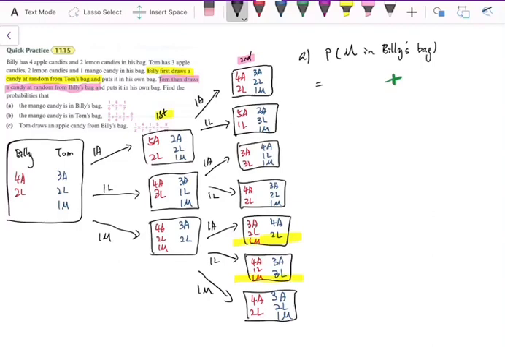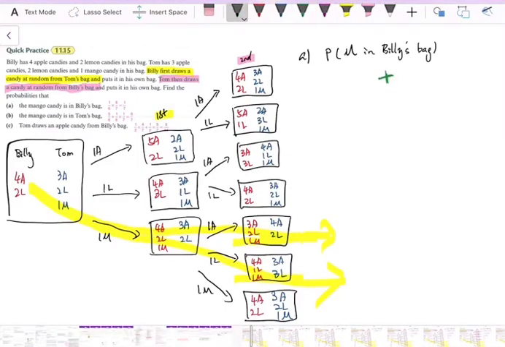Okay, mango in Billy's bag. You have 2 choices. How can we do it? So think about this too. First one, we go like that. Second one, we will go like that. So you have 2 pathways. Can you see that? Okay, so we got 2 pathways, right? Let's do it one by one.